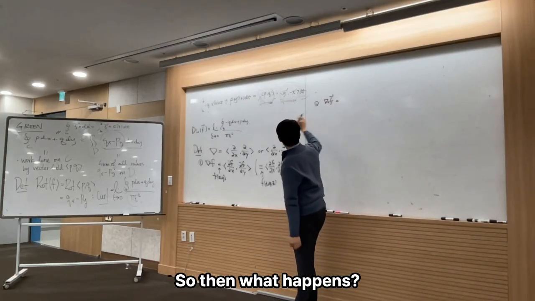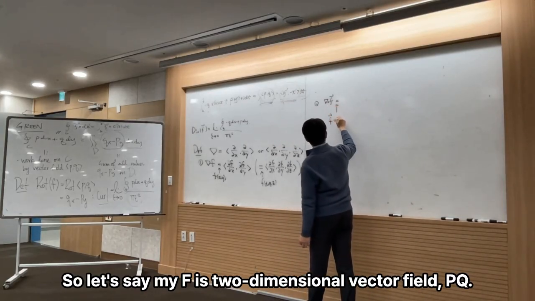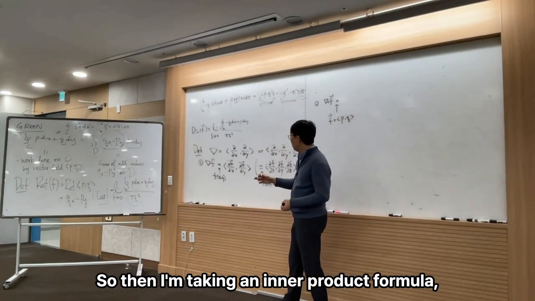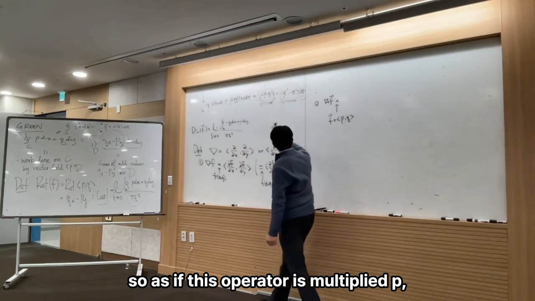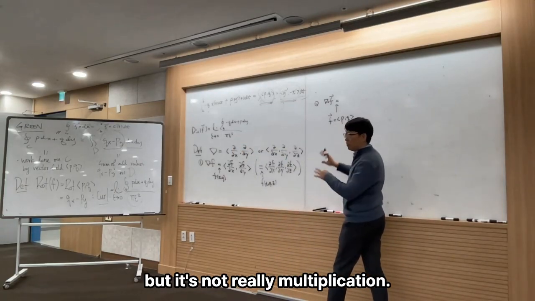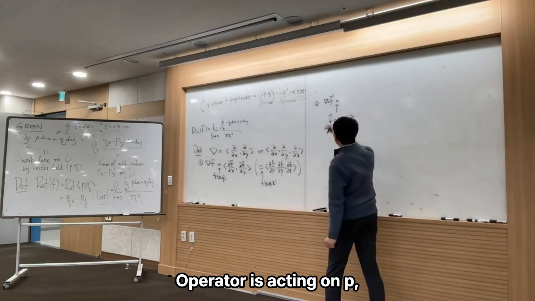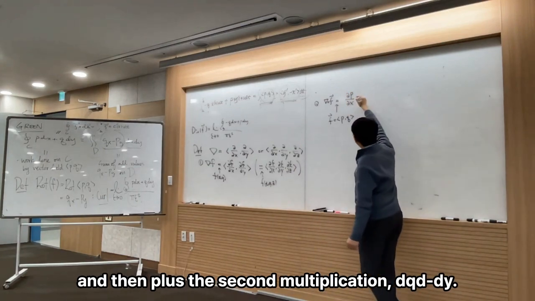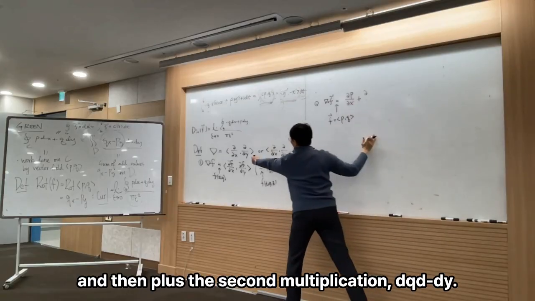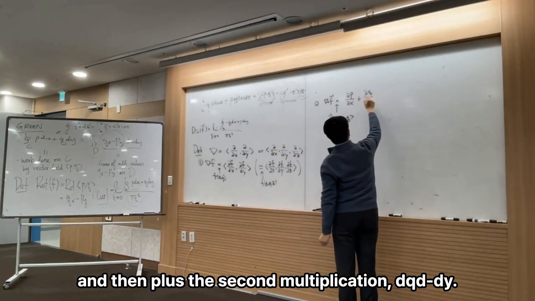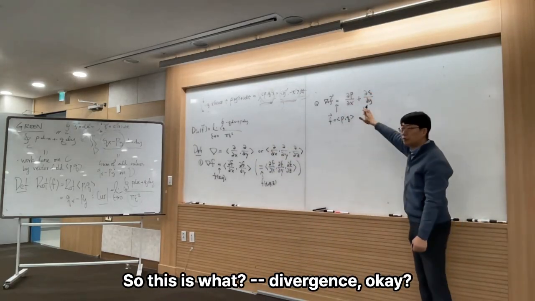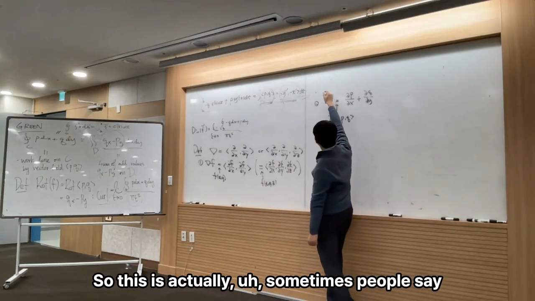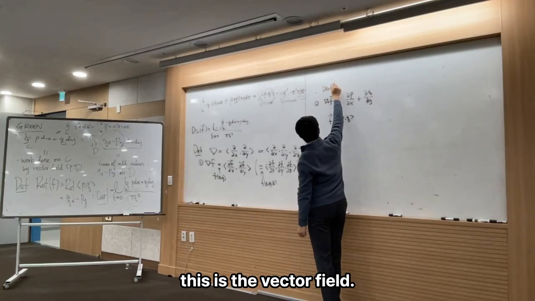So let's say my F is a two-dimensional vector field, P, Q. Then I'm taking an inner product formula, as if this operator is multiplied to P, but it's not really multiplication. The operator is acting on P. So this P is acted on by the operator d/dx, plus the second term, dQ/dy. So this is what? Divergence.